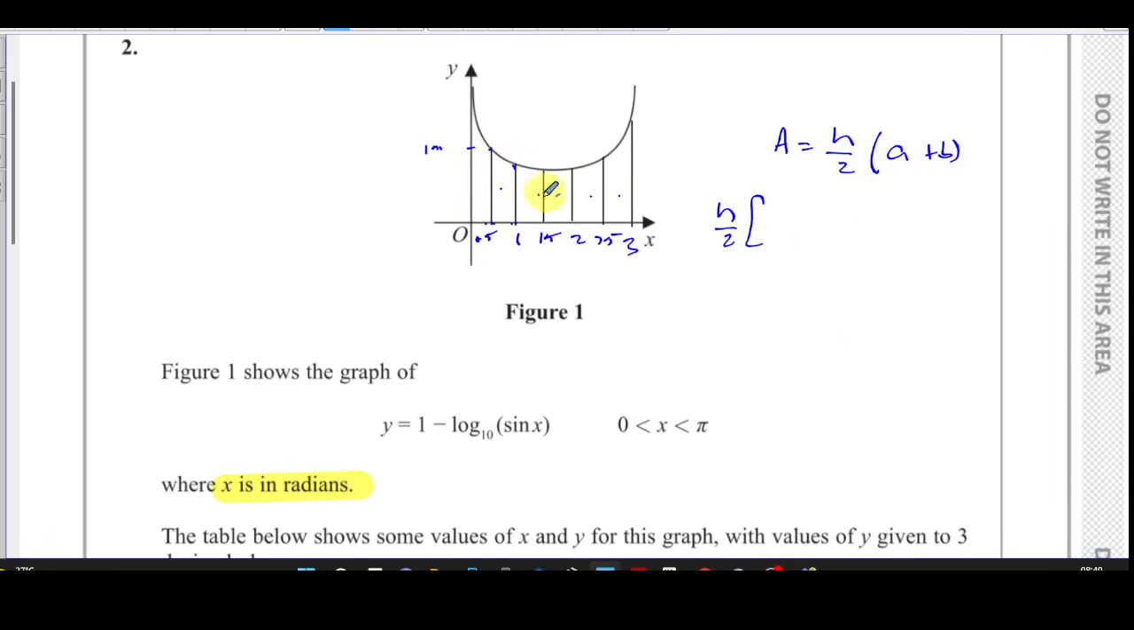So for the first trapezium, you'd have h over 2 times this length plus this length. And for the second trapezium, you'll have h over 2 times this length plus that length. So this length is used in both trapezium 1 and trapezium 2, as is this length used in trapezium 2 and 3. And this length is used in trapezium 3 and 4, and this one is used in trapezium 4 and 5.